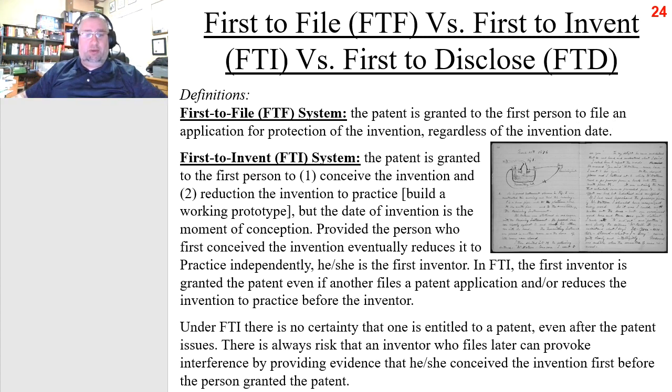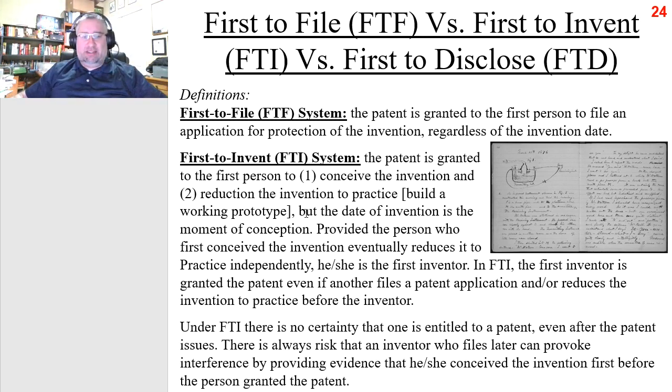Then there is first to invent. And this one gets pretty murky. And up until 2013, the US was actually on a first to invent system. And so for FTI, first to invent, the patent is granted to the first person to both conceive the invention and then also to succeed in reducing the invention to practice. That is, to build a working prototype. Because remember, you can't get a patent unless you can actually describe how this thing works. It actually has to work for you to get a patent.